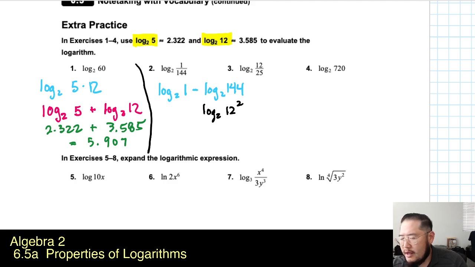But before that, there's one other thing I could do right here with that log base 2 of 12 to the second power. Remember, we talked about the power property. And so this exponent right here of 2, I can bring that down to the front of the log 2. So let's go ahead, and I'll rewrite this as 2 times log base 2 of 12.